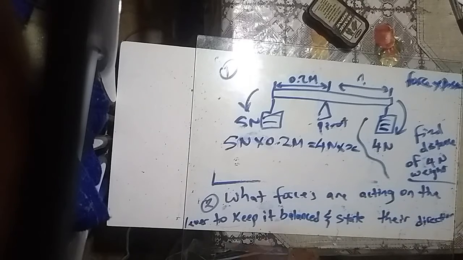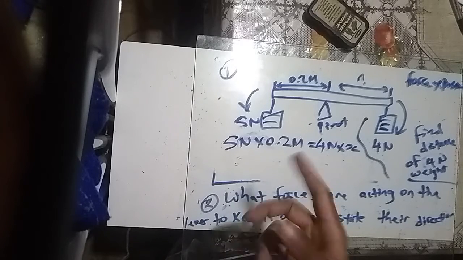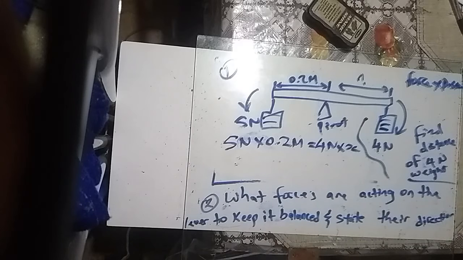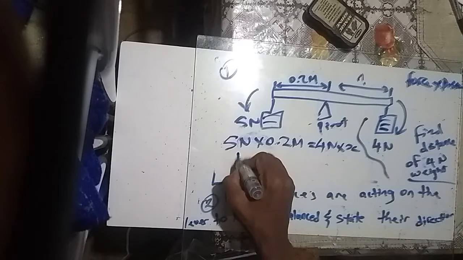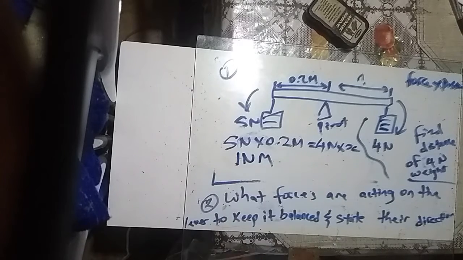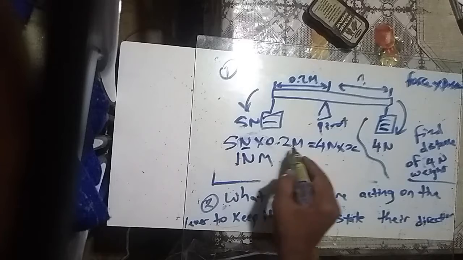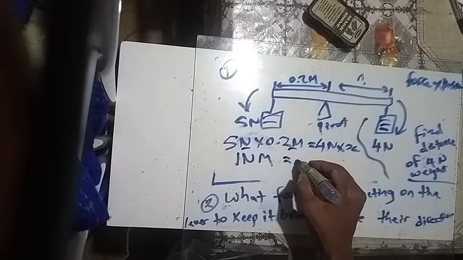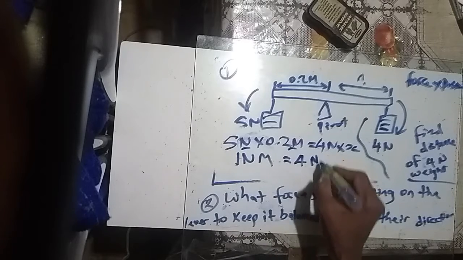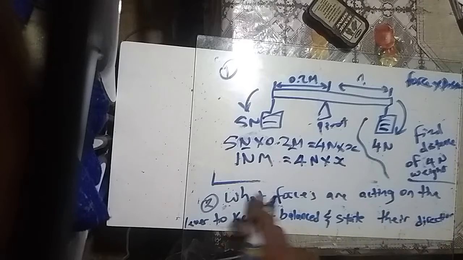Alright, so how do we do this now? First things first, let's get a reading where we can. Over here we have everything we want, so we can say 5 times 0.2, and what is 5 times 0.2, guys? That is 1 Newton meter. So 5 Newton times 0.2 meter is 1 Newton meter, and this is equal to still 4 Newton times x.